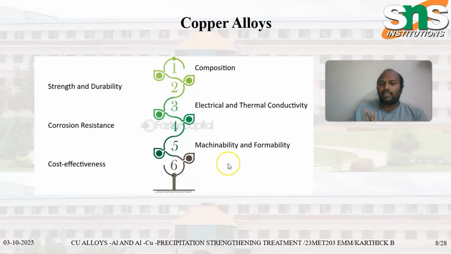Machinability and formability are good. It can be converted into a sheet-like, plate-like, or tube-like form. It is the most cost effective when compared to other non-ferrous materials, and mainly it has corrosion resistance. So that's all for today. We'll see the copper alloy based things in the next video. Thank you.